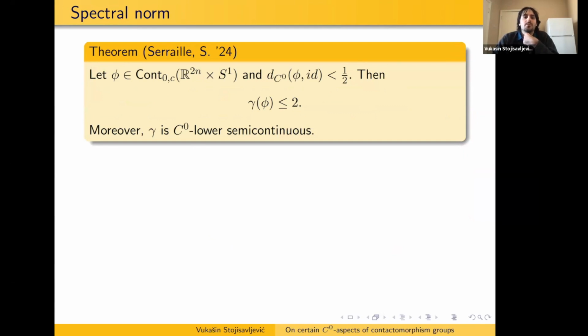So here is the result written precisely. If you take an isotopy at distance 1/2 from the identity, then gamma is less than or equal to 2. So in some neighborhood of the identity, gamma is bounded, but we just made the constants explicit.